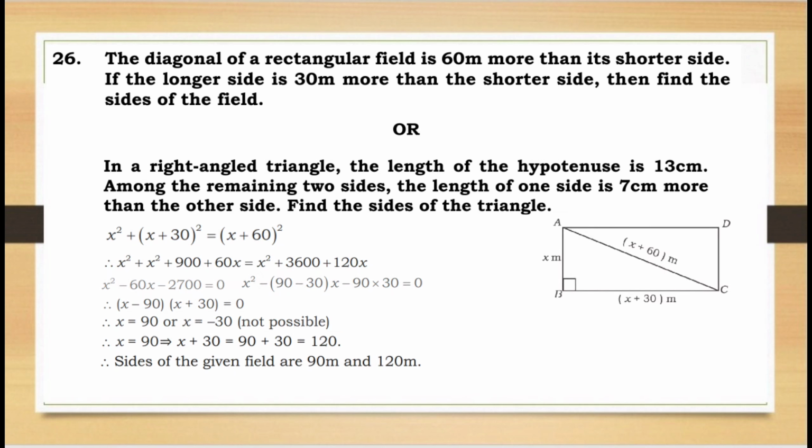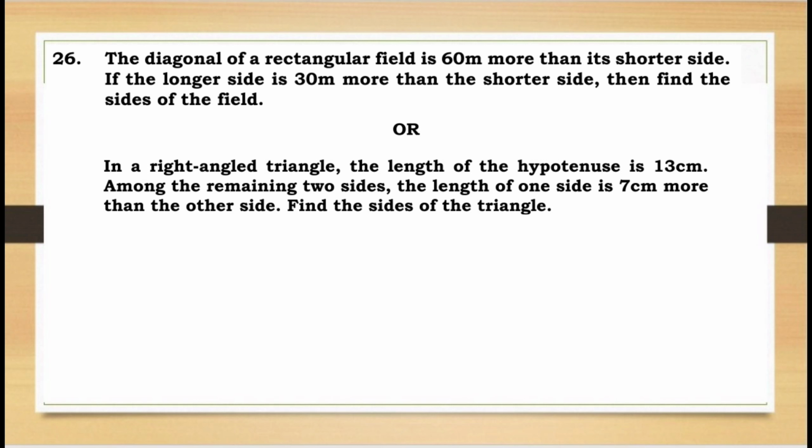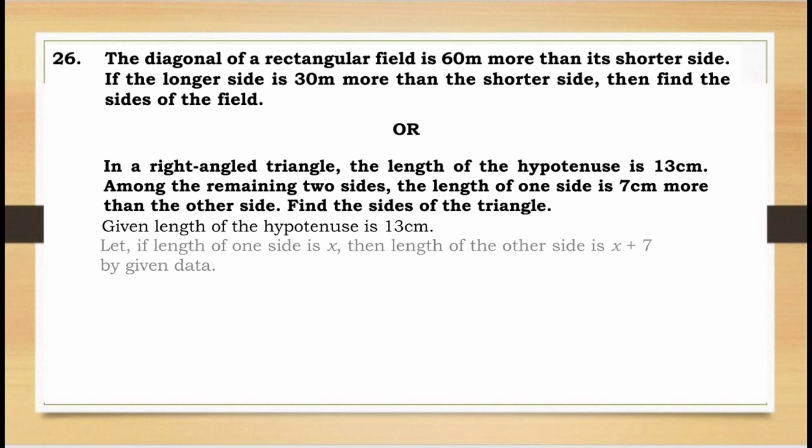Let's move to the next, that is given length of the hypotenuse is 13 centimeter. Let's take length of one side as x, then length of the other side will be x plus 7, given that length of the other side is 7 centimeter more than the other side. Therefore, by Pythagoras theorem we can write x square plus x plus 7 whole square equals 13 square.